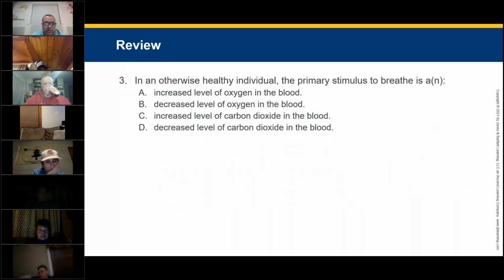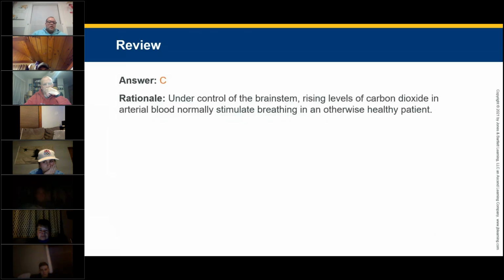In an otherwise healthy individual, the primary stimulus to breathe is what? Good. C. Under the control of the brainstem, rising levels of carbon dioxide in the arterial blood normally stimulate the breathing in an otherwise healthy patient. So remember, your body is not trying to increase the oxygen level, it's trying to get rid of the carbon dioxide.